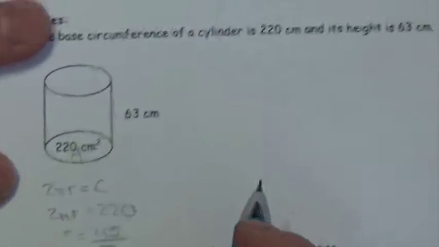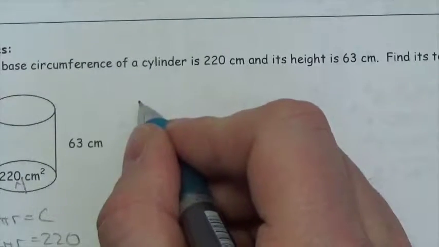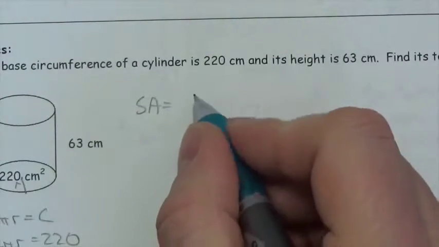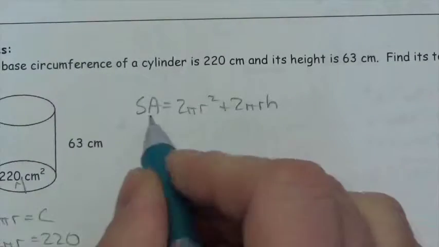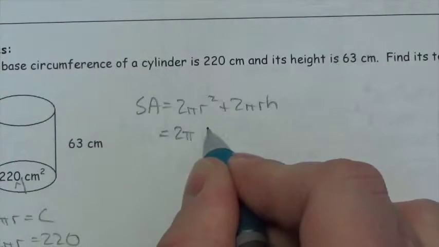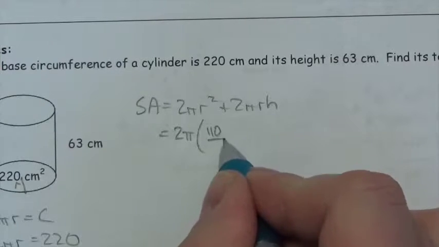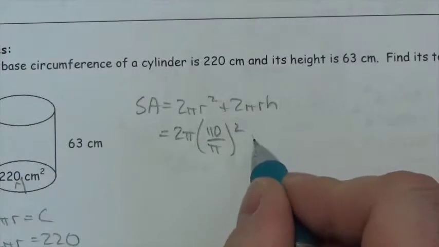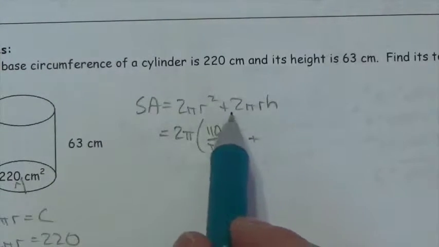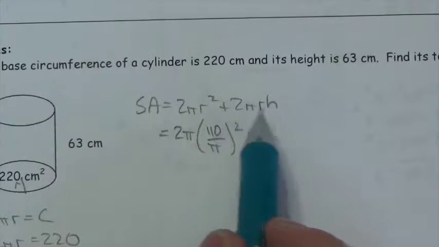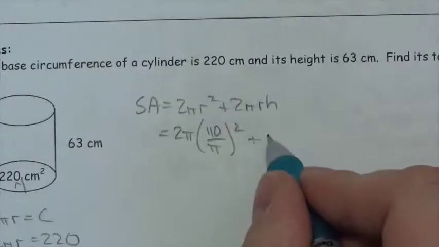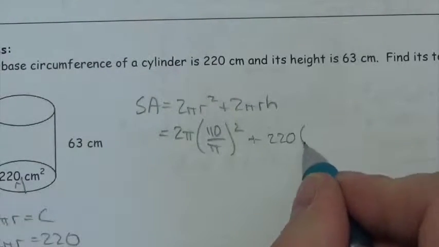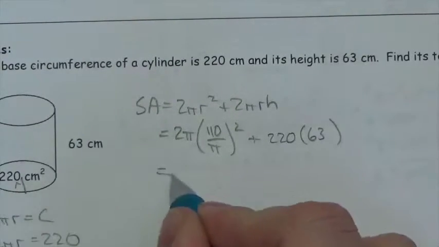So now I can go to my surface area. My surface area is going to be 2 pi r squared plus 2 pi r h. So this will be 2 pi. Now r squared is going to be 110 over pi squared. And then 2 pi r, well, 2 pi r is 220. We already know that. That's the circumference of the circle. So 220 times h, which in this case was 63.